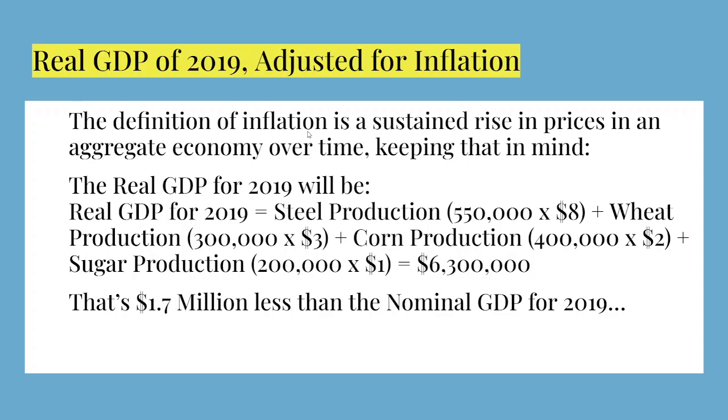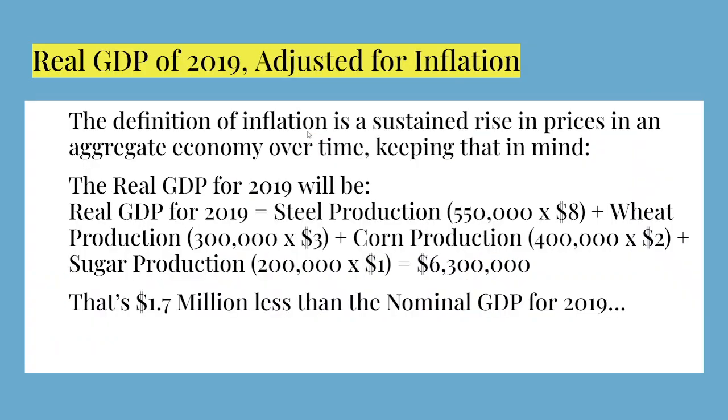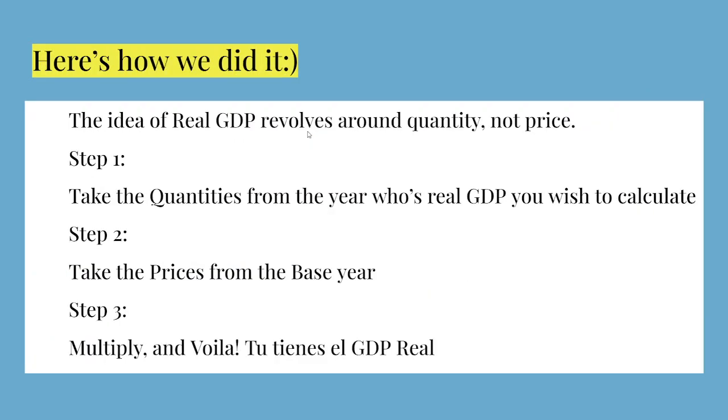Now, let me go over how we just did that, because there's a $1.7 million disparity between the nominal value of 2019 and the real value of 2019. The idea of real GDP revolves more around quantity, not price. So your first step is to take the quantities from the year whose real GDP you wish to calculate. Your step 2 is to take the prices from the base year. And step 3 is to multiply. And that's how you get your real GDP.